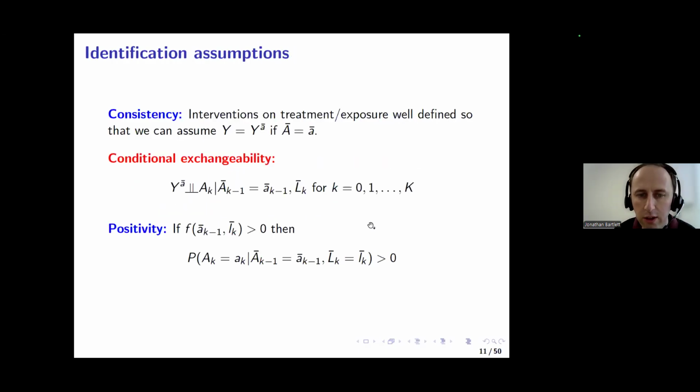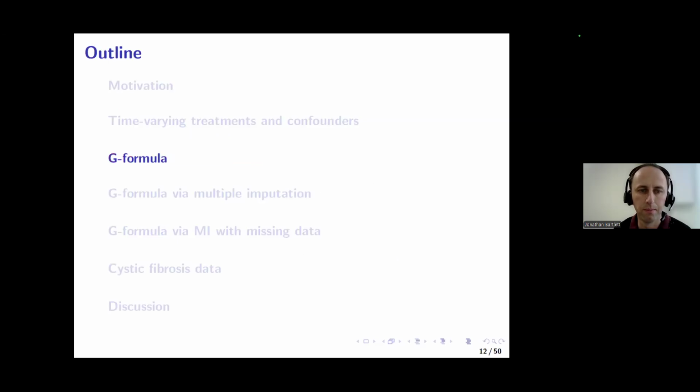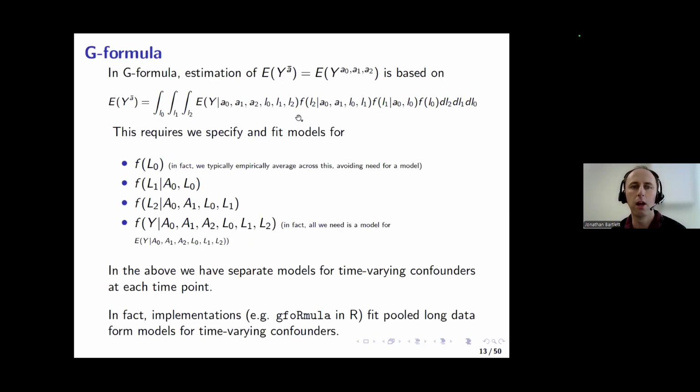There are assumptions necessary in order to estimate such causal effects from observational data: consistency, conditional exchangeability, positivity. I'm not going to go into any detail on those. These are the standard identification assumptions in this time-varying treatment confounding setup, but we're relying on those assumptions as we usually would. Okay, so let's go on to say a little bit about what G-formula does, and then we'll go on to see how we can apply G-formula when some values are missing in the data set which we have to analyze.